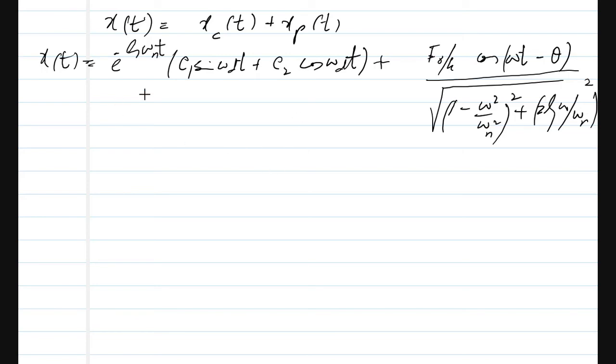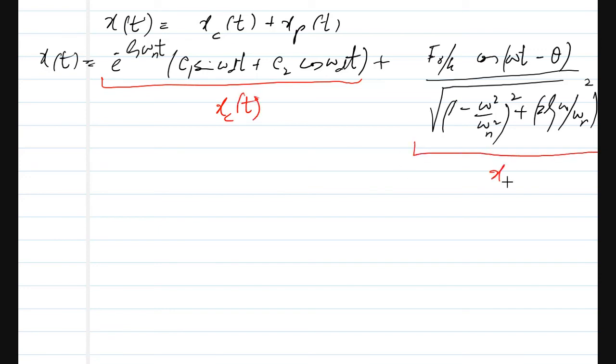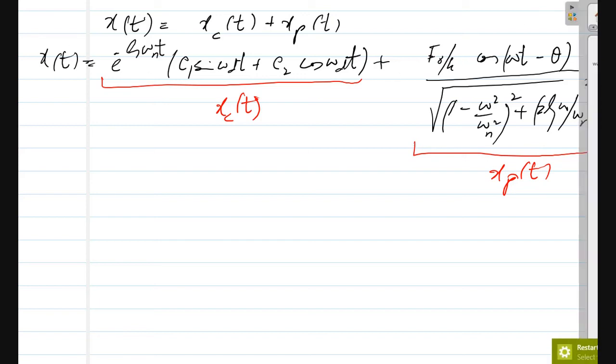So we have the complementary solution. So this whole is xc of t and this whole is xp of t. So these are the two solutions. Clear? Now just for the sake of how this solution will behave, I will show you a picture. Just hold on.